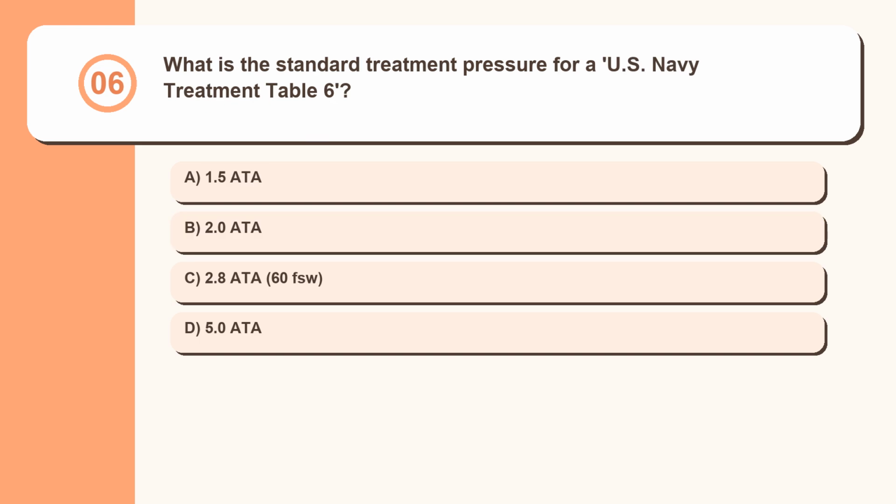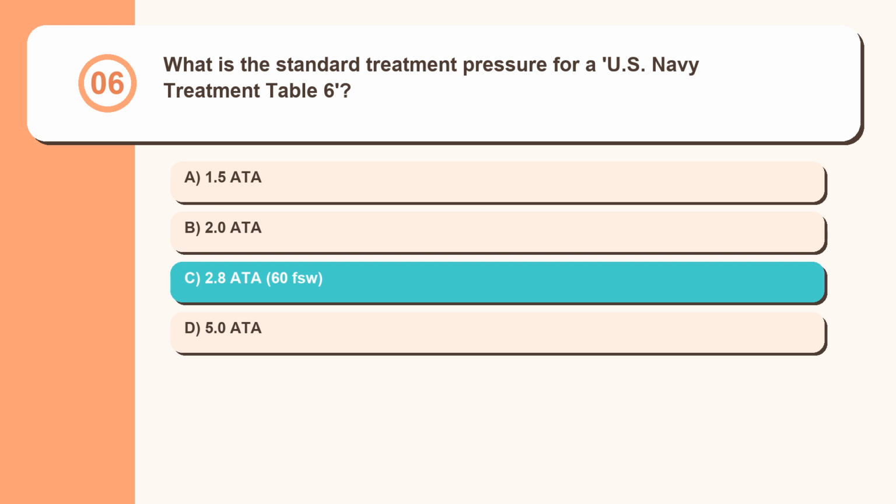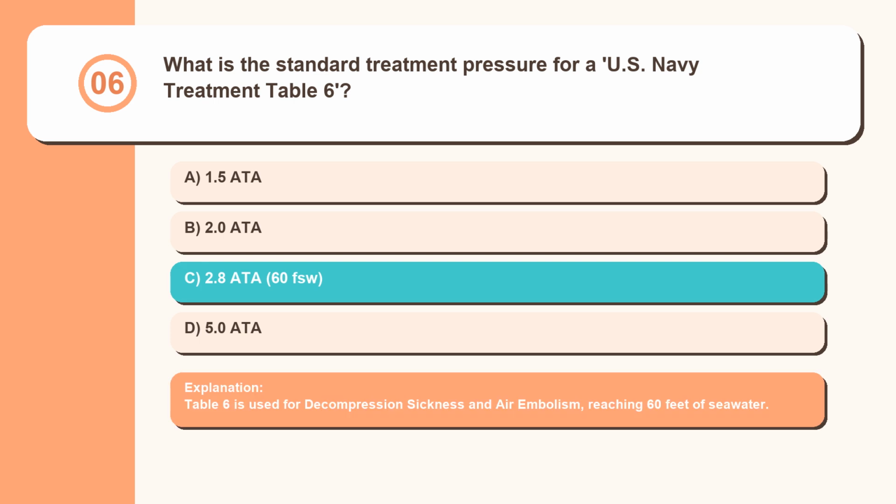Question 6. What is the standard treatment pressure for a U.S. Navy treatment table 6? 1.5 ATA, 2.0 ATA, 2.8 ATA, 60 FSW, 5.0 ATA. Table 6 is used for decompression sickness and air embolism, reaching 60 feet of seawater.